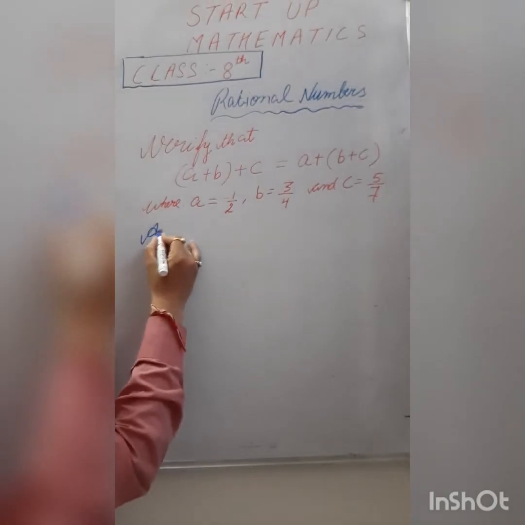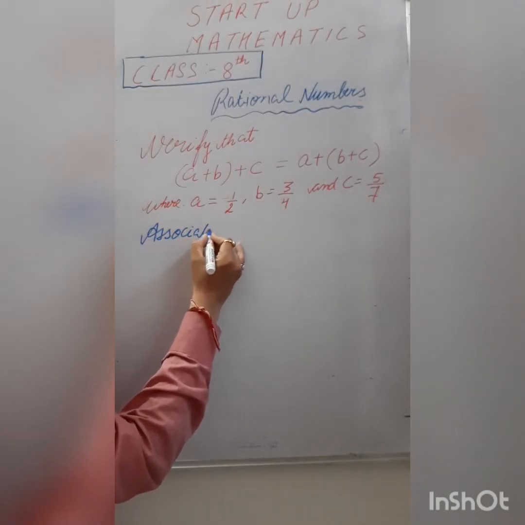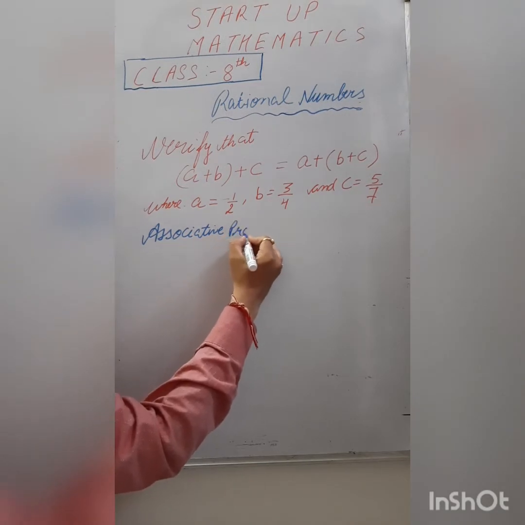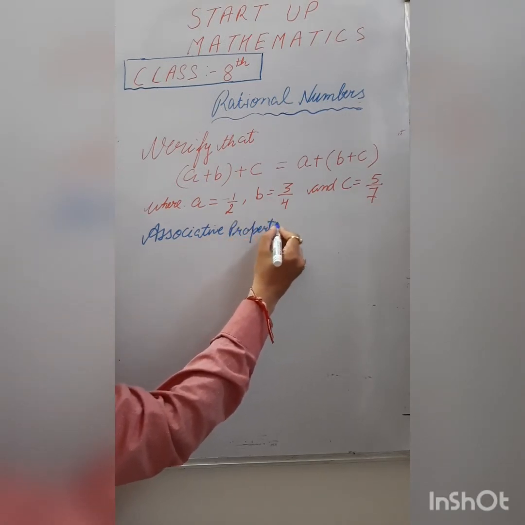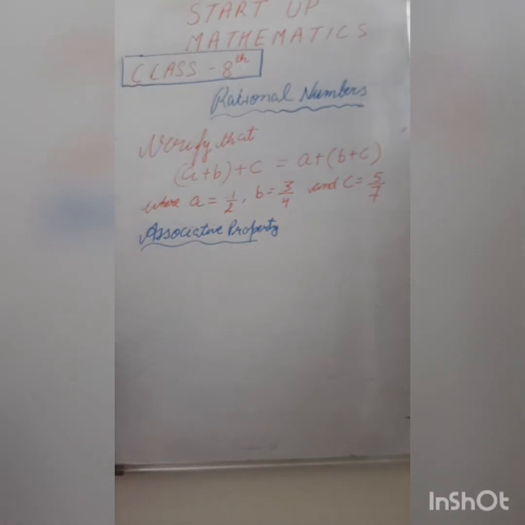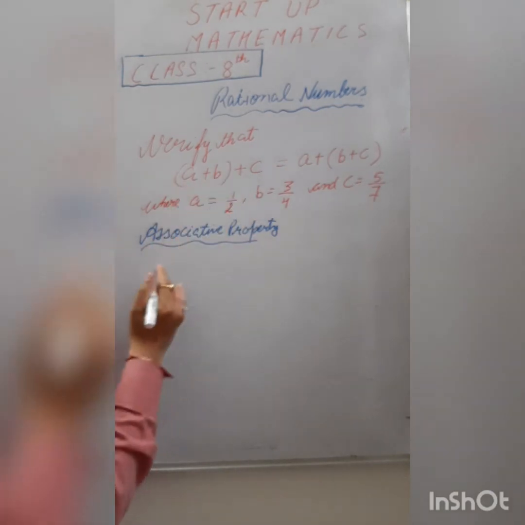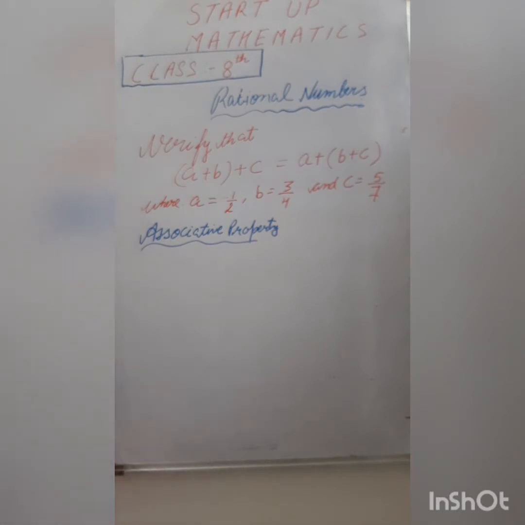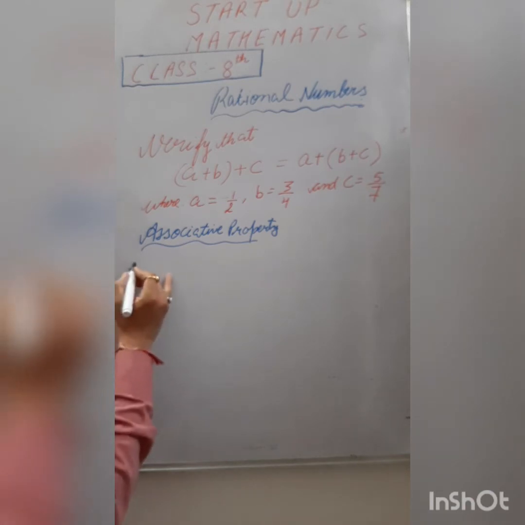Which property is this? The associative property. Here we are seeing three rational numbers. The associative property is applied for more than two rational numbers. So you have to verify it. Firstly take this one. How to write this one? You can take the first solution.